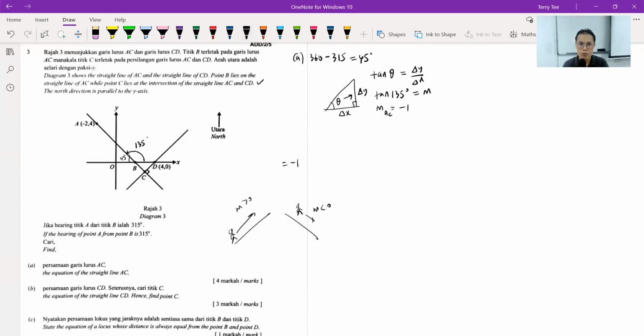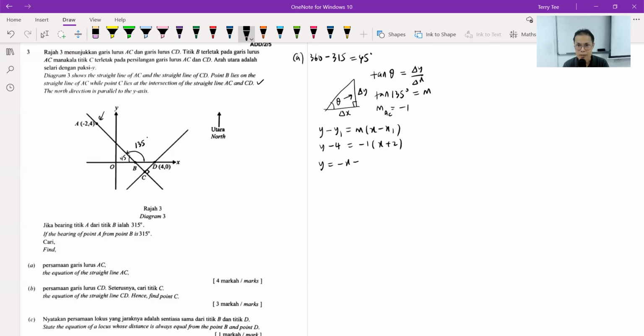Okay. So we're supposed to find the equation of straight line AC. I've already got the gradient of AC. To find the equation of a straight line, I need a point. I know we could use y minus y1 and x minus x1. The point that I have, point A, is (-2, 4). So y minus 4 equals gradient -1 times x minus -2. So your y is now minus x minus 2 plus 4. Bring the 4 over, y is minus x plus 2. There you go. This is your equation of straight line AC.